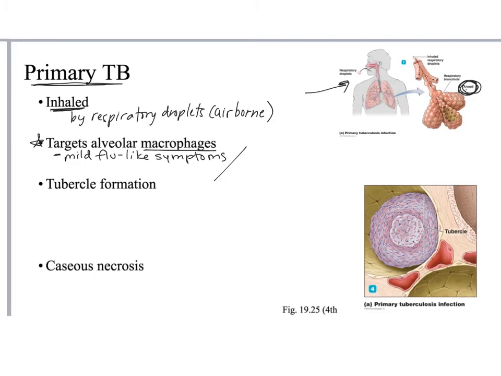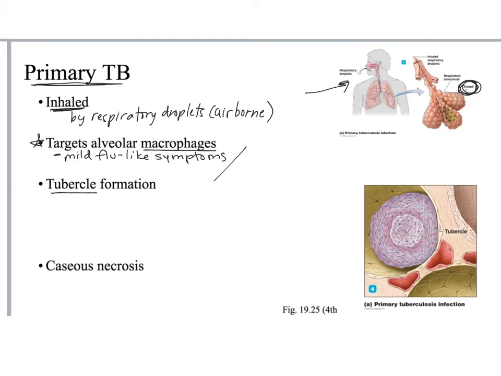And actually, we think that happens a good portion of the time. But if that doesn't happen, if we don't get, again, a good activation by our adaptive immunity, then we get to a state where we get kind of a stalemate between the bacteria and our immune system. So we get what we call tubercle formation. And a tubercle is basically a granuloma that we have a special name for because we see that pretty often in tuberculosis. It's very hallmark of tuberculosis.